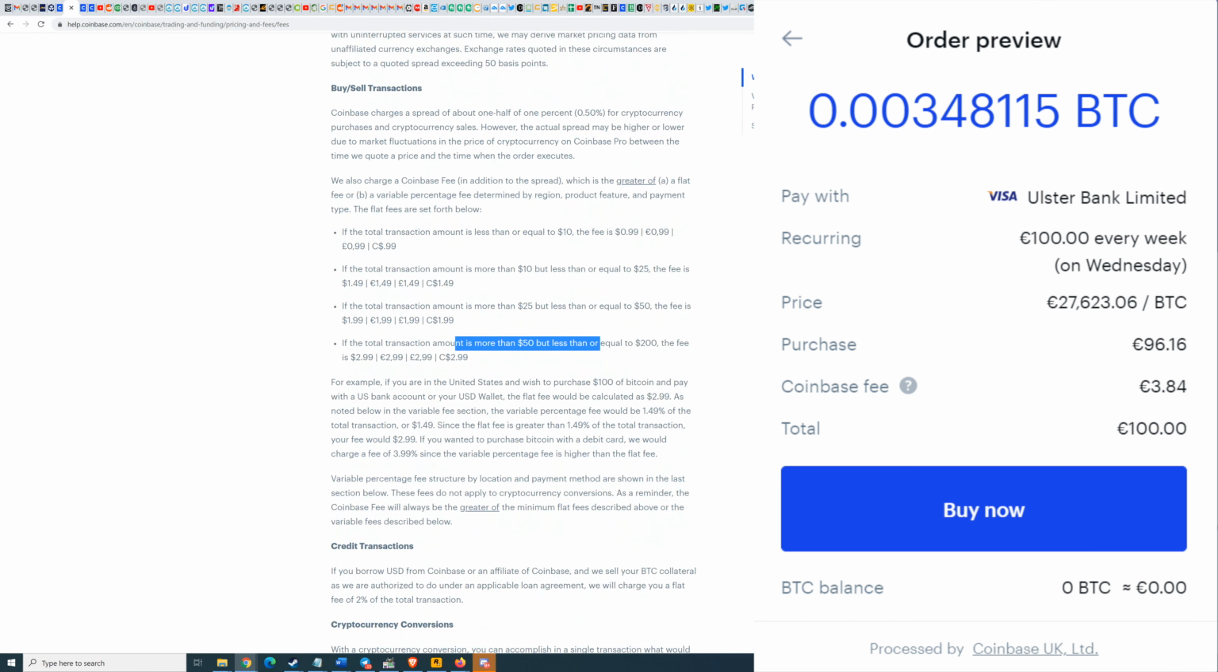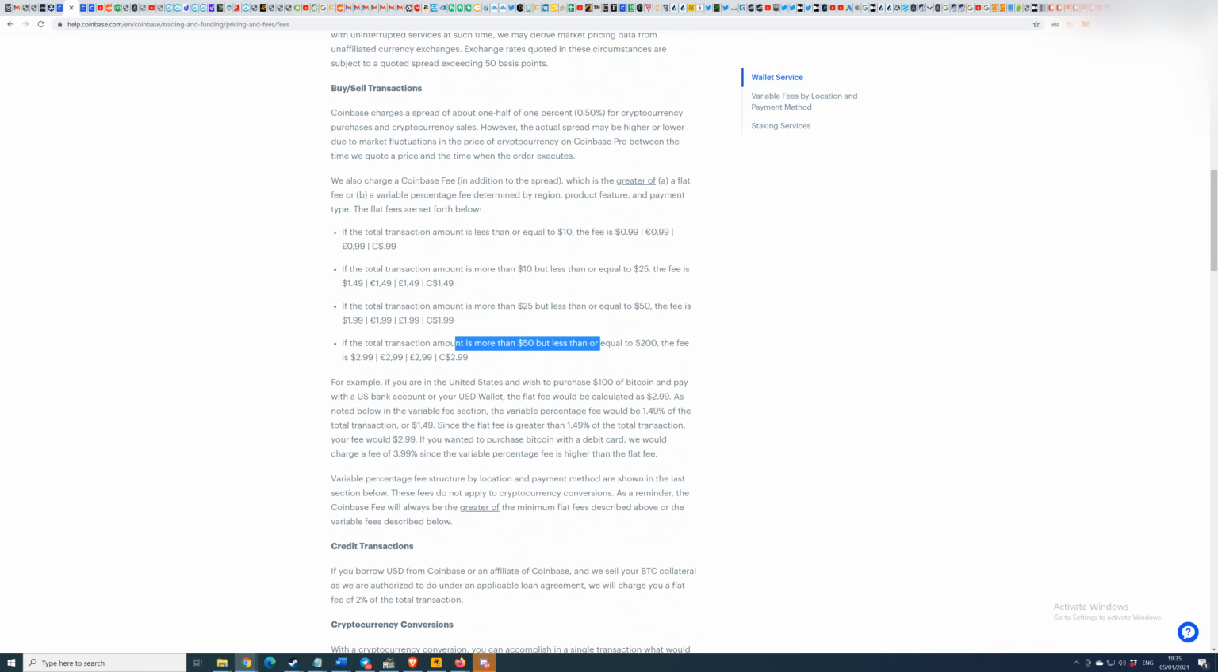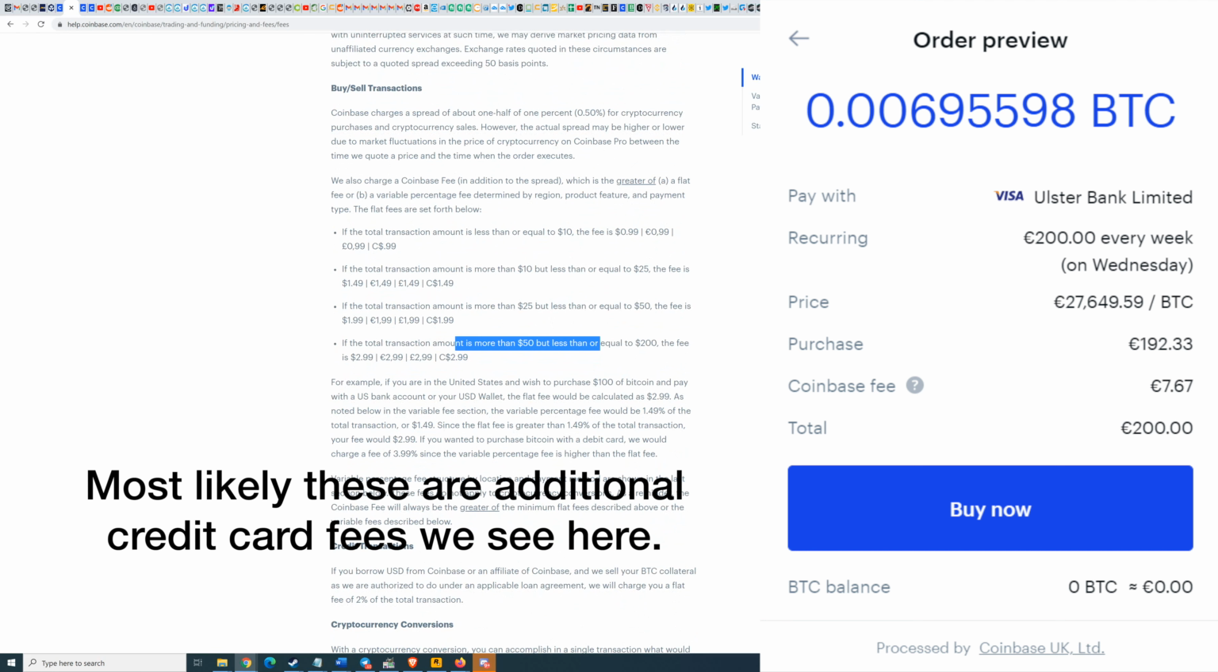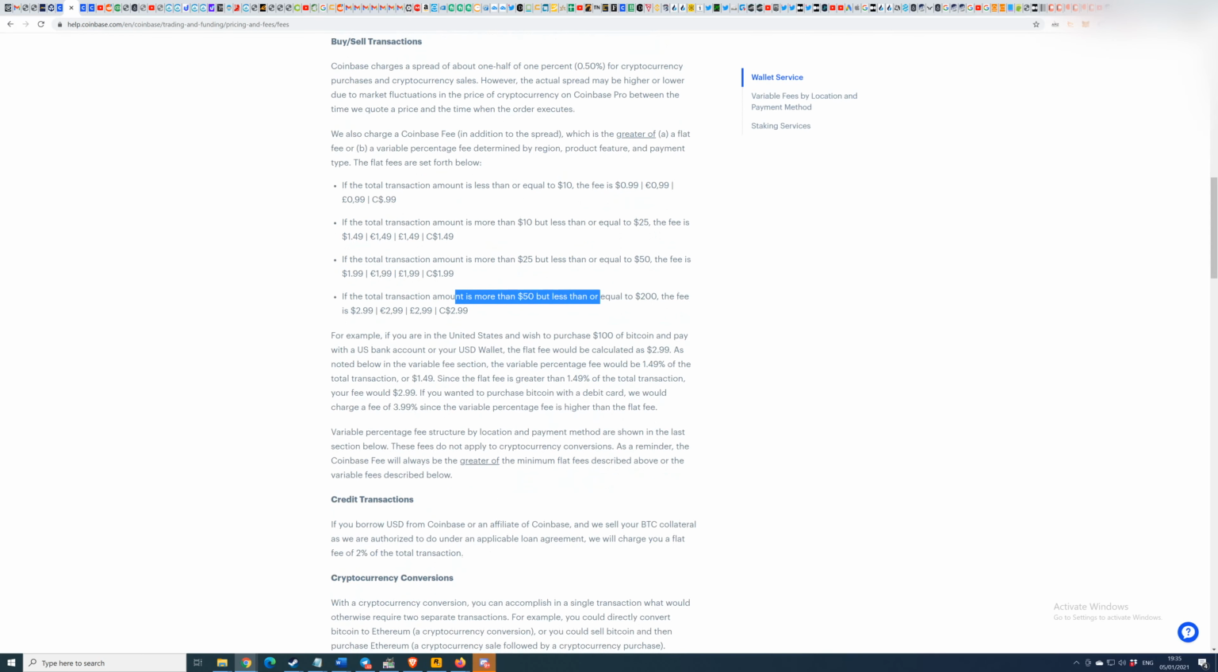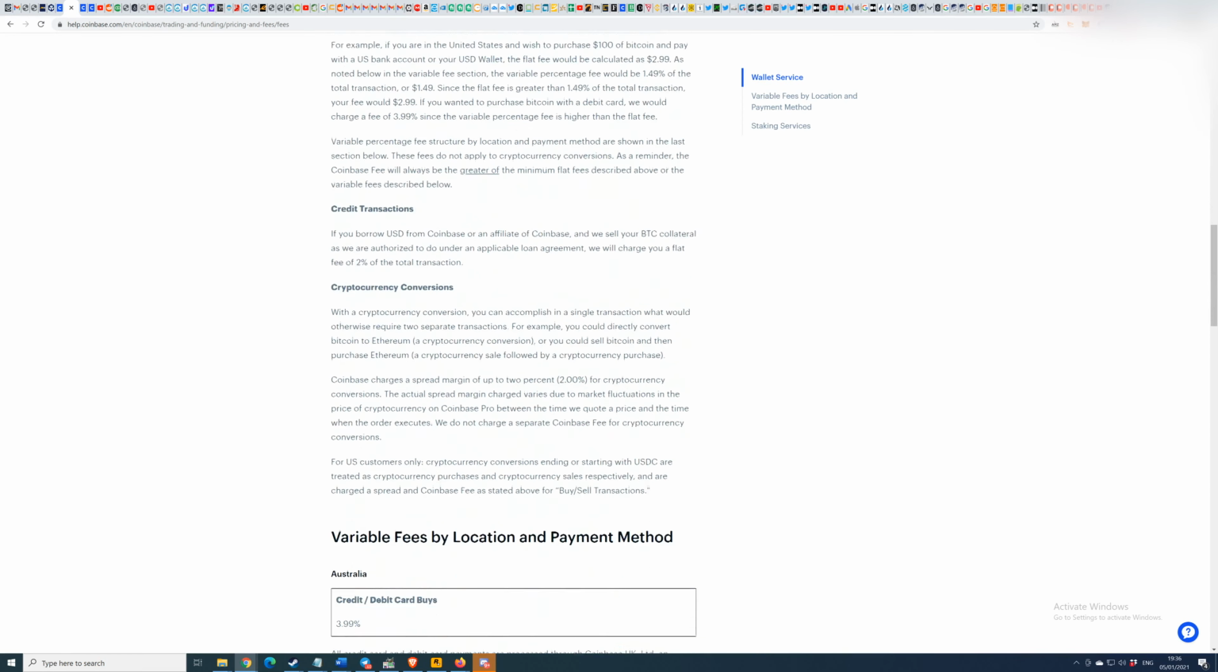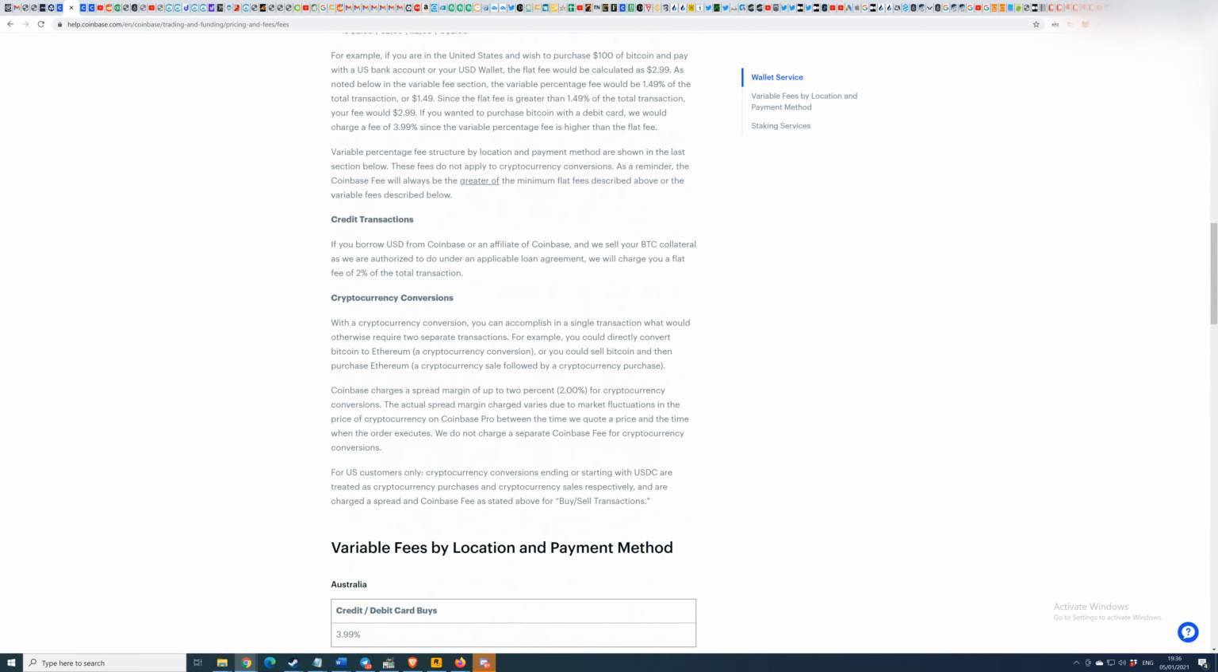I would imagine these fees are pretty much the same on recurring buys as on regular buys, because these are already extremely high. I would hope they're not even higher for recurring fees. There's not like an additional fee for that. Fingers crossed, hopefully not. It does not mention recurring buys at all here. So I would just assume that those fees are the same.